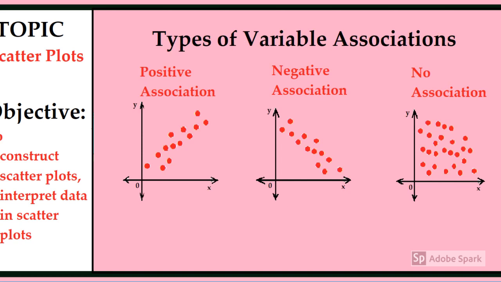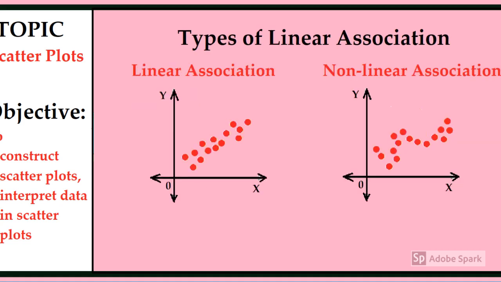To wrap it up, we have three types of variable associations. The positive association, when x increases, y increases. The negative association, when x increases, y decreases. And no association when you can see that there's no clear pattern. And the two types of linear association: linear association, where you can see that there is a straight line, and nonlinear association, when you see that it is a curved shape.